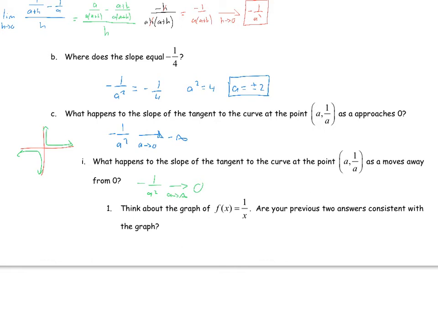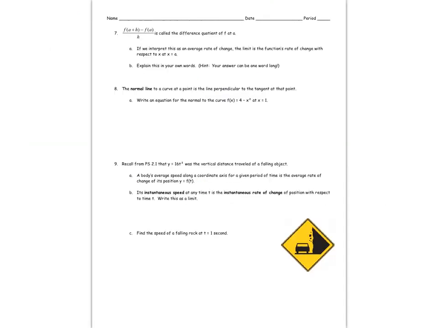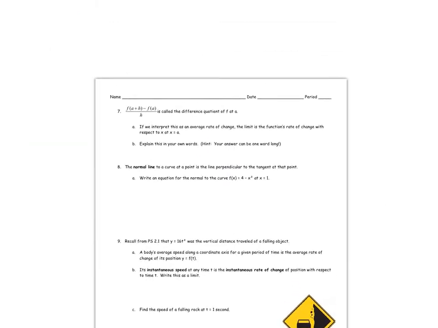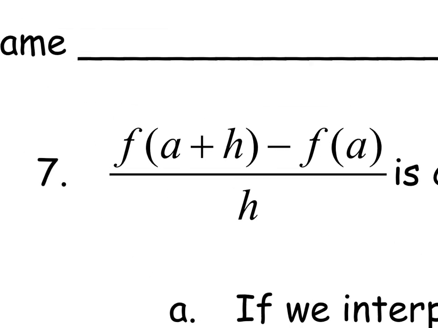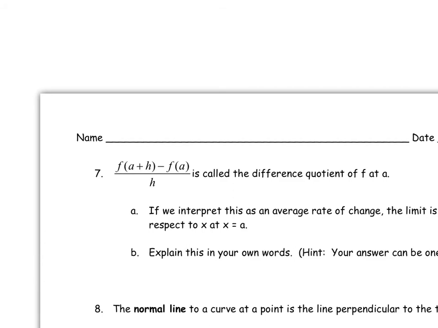And then the last part of this question, think about the graph. Are your previous two answers consistent with the graph? Well, yes, that's what I just discussed. All right, so now we're just giving a name to this thing. This is the thing we found the limit of already. It's called a difference quotient.